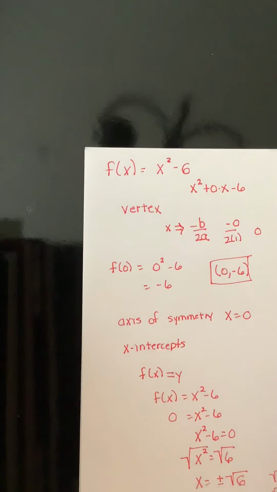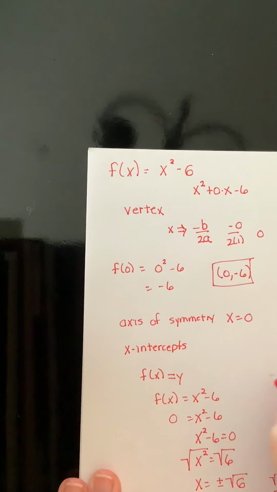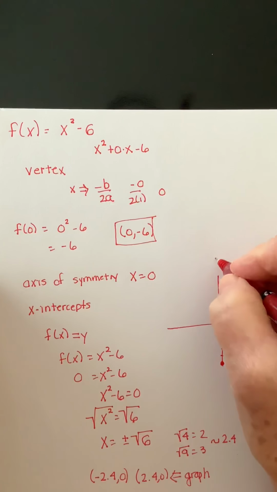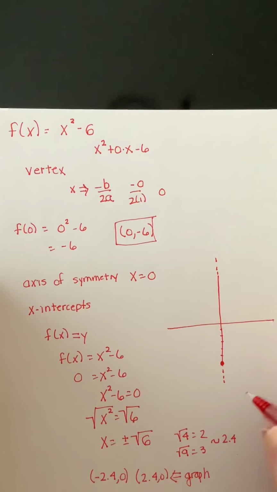Okay, so let's graph this. Here we go. Our vertex is 0, negative 6. 1, 2, 3, 4, 5, 6. Okay, our axis of symmetry is x is equal to 0. Sometimes I'll ask you to put that on your graph. I don't think you have to do that on your test, I could be wrong, but just make sure that you know that it's a dotted line or whatever you're asked to do on your test.